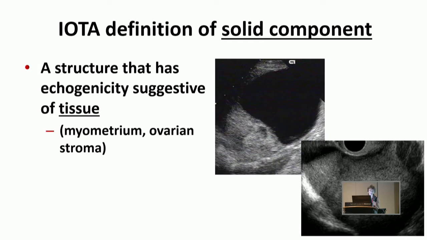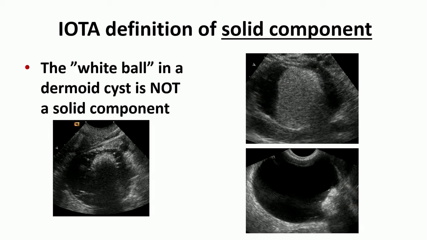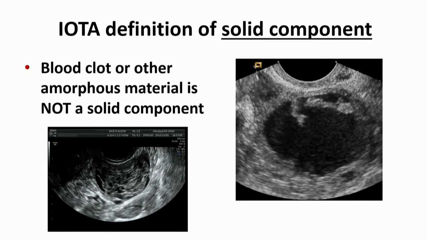When we use IOTA terminology, the definition of a solid component is a structure that has echogenicity suggestive of tissue, such as myometrium or ovarian stroma, and all tissue is potentially vascularized. This means that the white ball in a dermoid cyst is not a solid component. A ball of hair and sebum cannot be vascularized. A blood clot or a lump of mucus is also not a solid component because a blood clot or a lump of mucus cannot be vascularized.